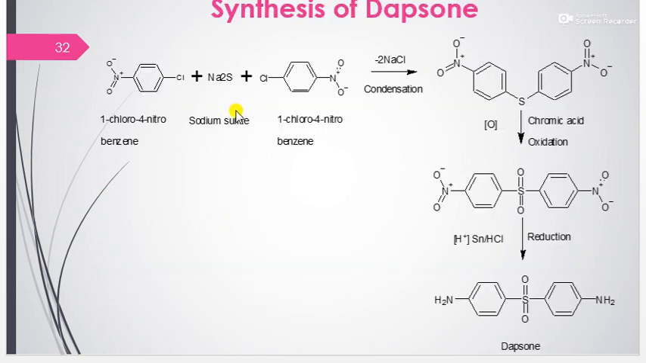Now we are going to study the synthesis of dapsone. The synthesis of dapsone is carried out with the starting material 1-chloro-4-nitrobenzene and sodium sulfide. Two molecules of 1-chloro-4-nitrobenzene react with sodium sulfide. A condensation type of reaction takes place to give an intermediate. This intermediate then undergoes an oxidation reaction in presence of formic acid, followed by reduction in presence of tin and HCl to give the dapsone molecule.